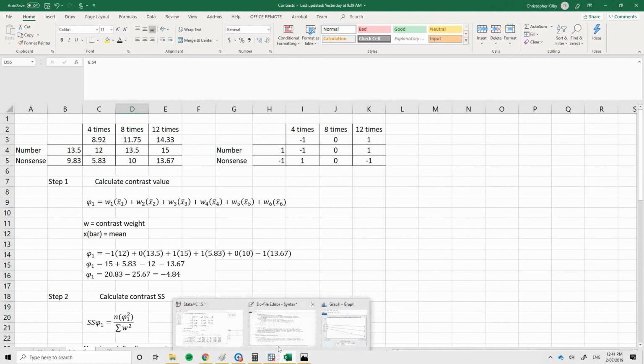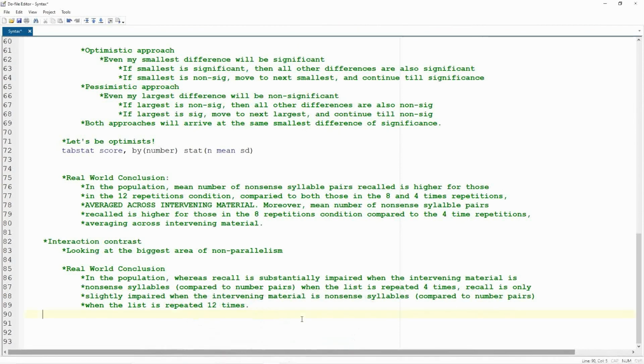So the way that we would formally conclude on this would be, in the population, recall is substantially impaired when the intervening material is nonsense syllables compared to numbers, when the list is repeated 4 times. Recall is only slightly impaired when the intervening material is nonsense syllables compared to numbers when the list is repeated 12 times.